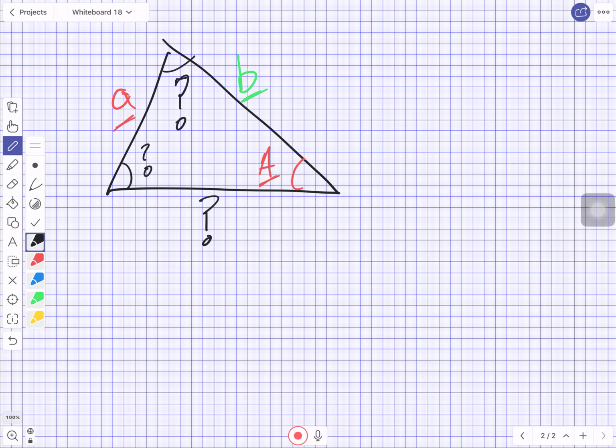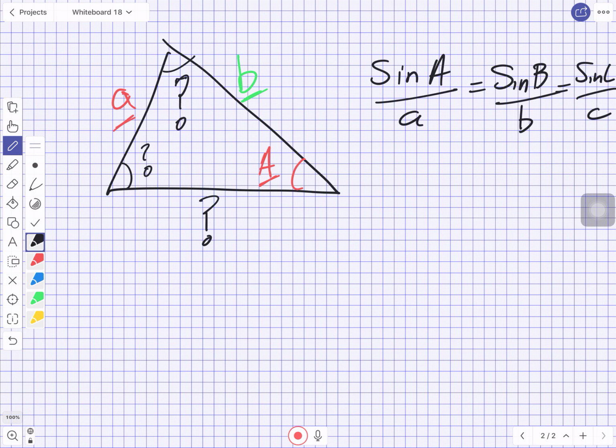So we'll start with our sine law. Sine A over A equals sine B over B equals sine C over C. And the other one, the cosine law, I'm going to say is C squared equals A squared plus B squared minus 2AB cosine C. I'm using this one specifically, and we'll talk about why.